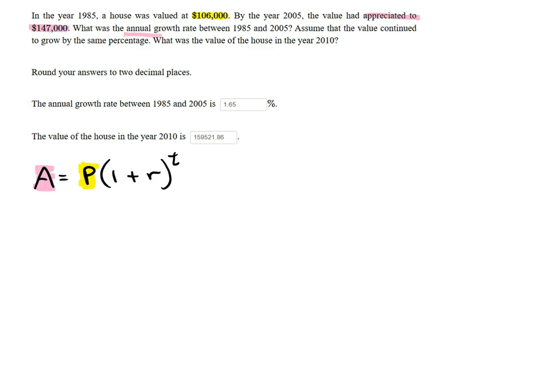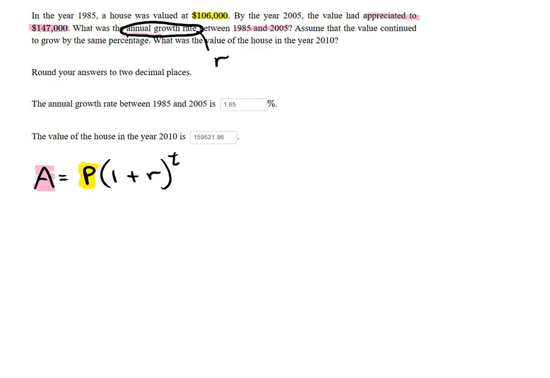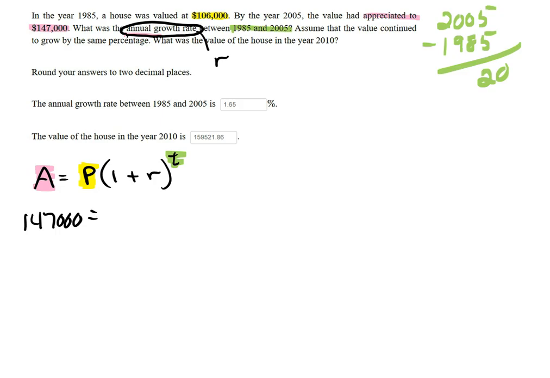The annual growth rate, that is the R, and they want that between the years 1985 and 2005. And if you take 2005 minus 1985, you're looking at 20 years, and that's what T is. So this equation becomes 147,000 equals 106,000 times 1 plus R raised to the 20th power. Your job is to figure out R.